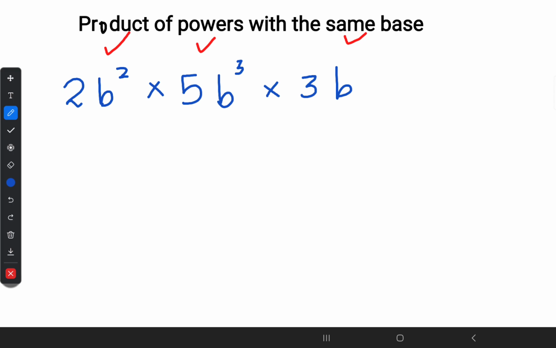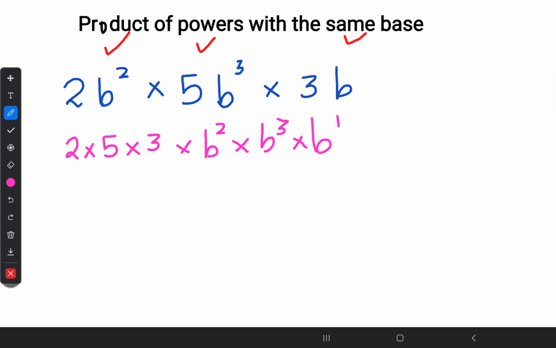I will bring all the numbers together first of all. So the numbers are 2 times 5 times 3. And the b based indices, b power of 2 and b power of 3, and we have b power of 1. B means b power of 1. You cannot add the numbers because these are not indices. These are just numbers, numerical multiplication. You should do the multiplication between these numbers. Don't add them. Don't misinterpret the concept.